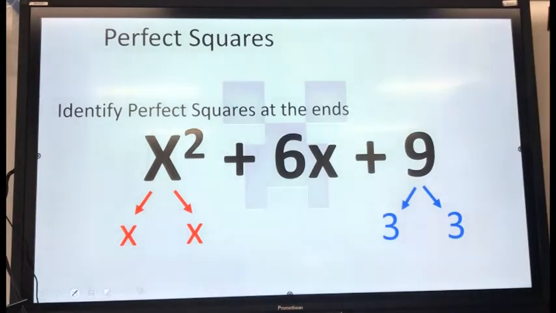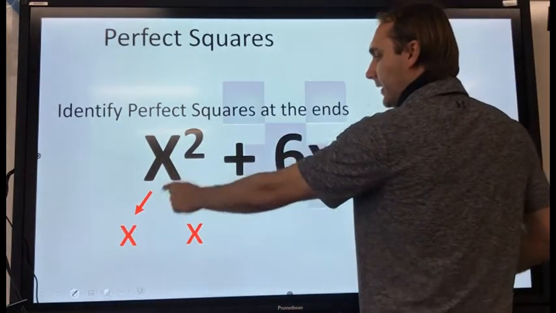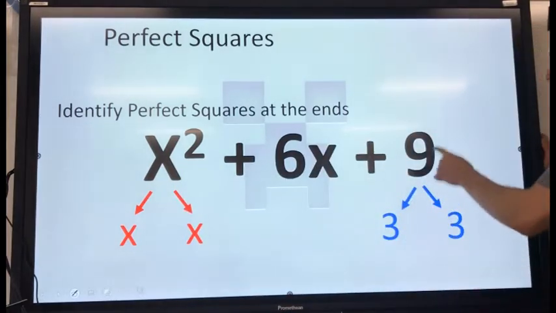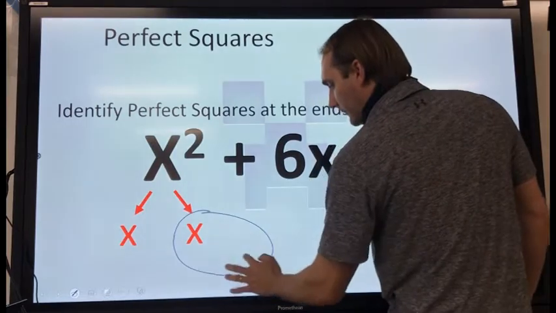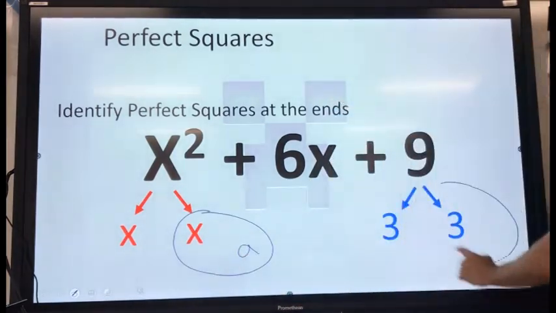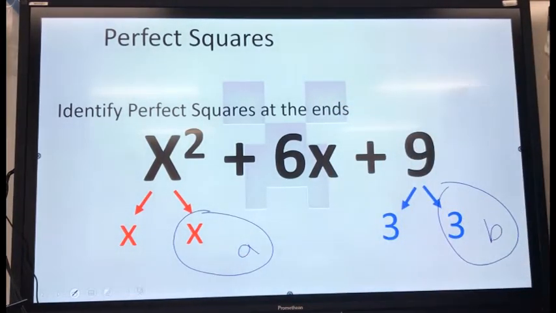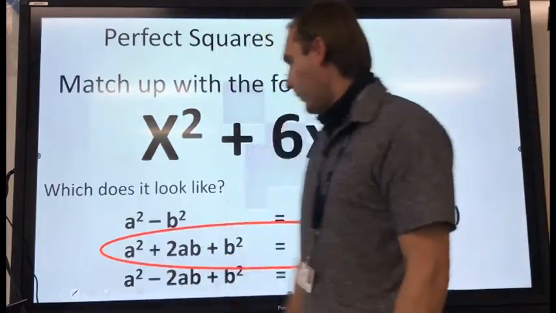Here's another one. Let's look at the ends. We're using the same ends as the last question to keep it simple. X squared is x times x, and 9 is 3 times 3. So again, this is my A, right? And this is my B. Now I need to figure out where it fits in the formula.